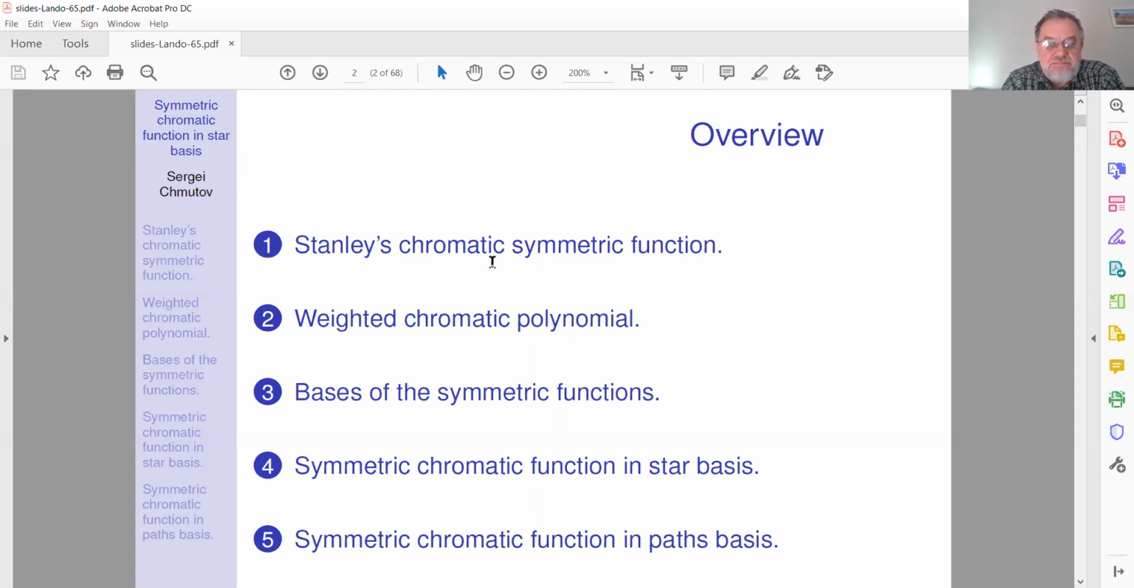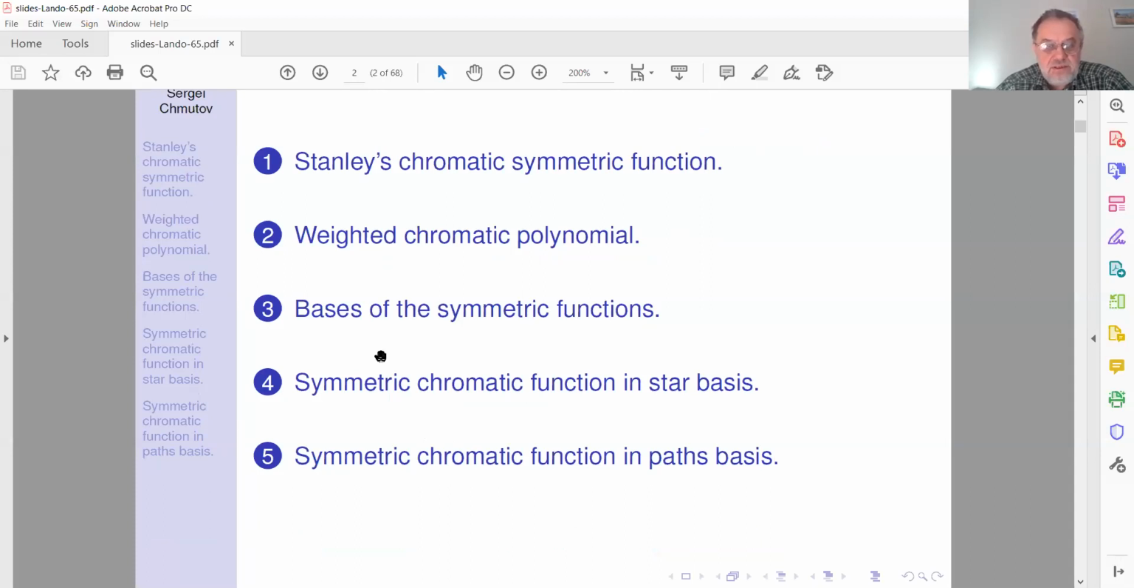So I will speak about Stanley's chromatic symmetric function and our very old approach, which we did jointly with Sergei and also Sergei Duzhin, to the chromatic symmetric function. And then I will speak about the expression of this chromatic symmetric function in different bases. In particular, my goal is item 4, the chromatic symmetric function in star bases. But probably I will say a little bit about the other bases as well.